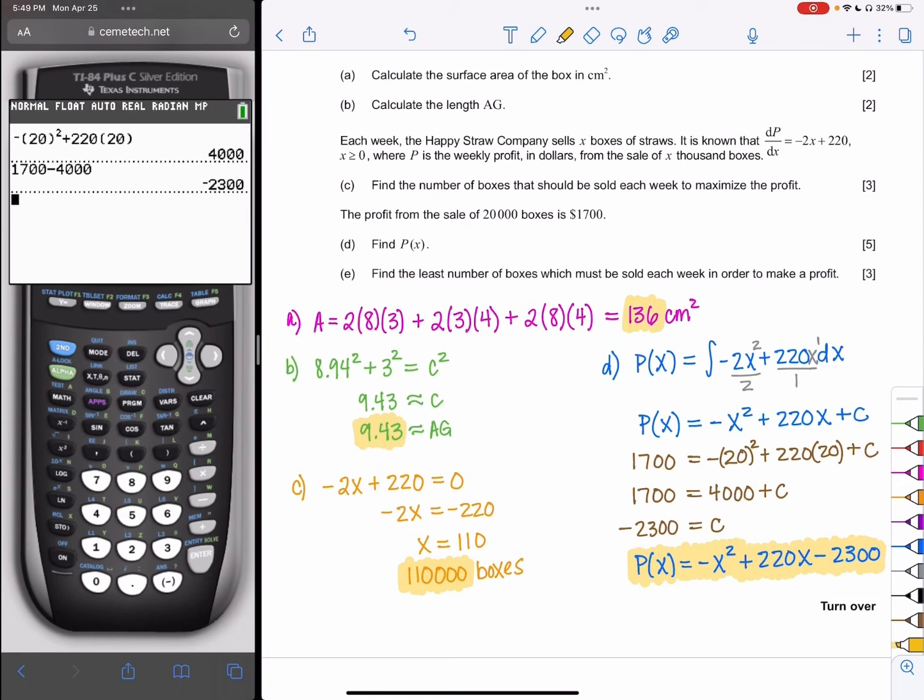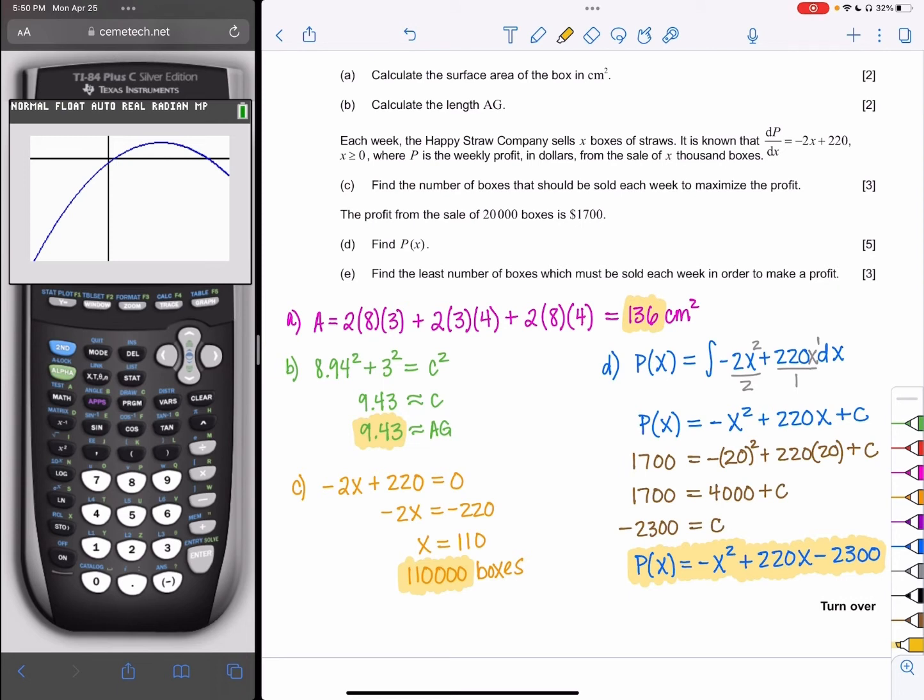So if I want to make a profit, then that means that my graph needs to be above the x-axis. And what I mean is this. If we go to y equals and we type in our profit equation, or our profit function, we're going to have negative x squared plus 220x minus 2,300. And if I graph it, and you may have to zoom in or zoom out to get your graph to look like mine, this is what I see here.